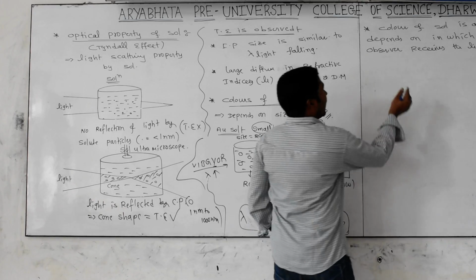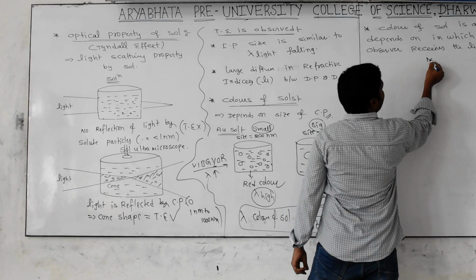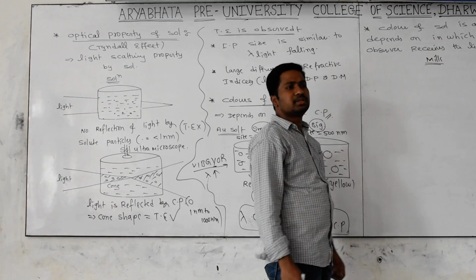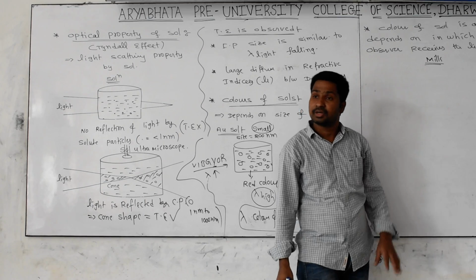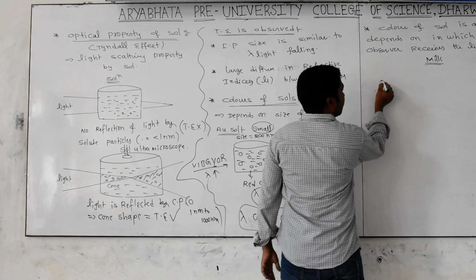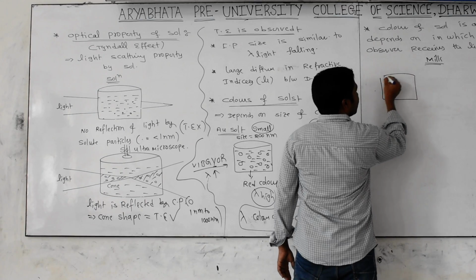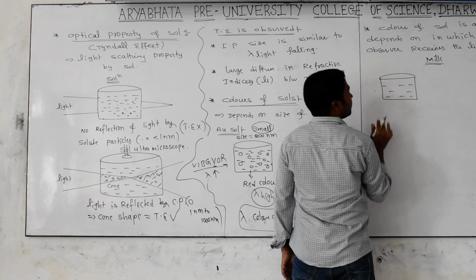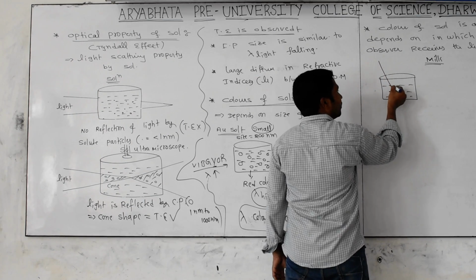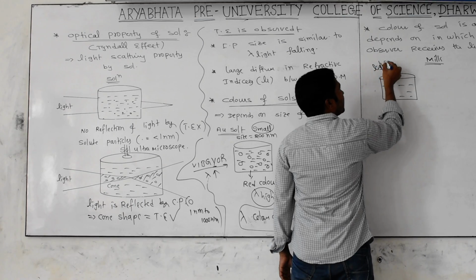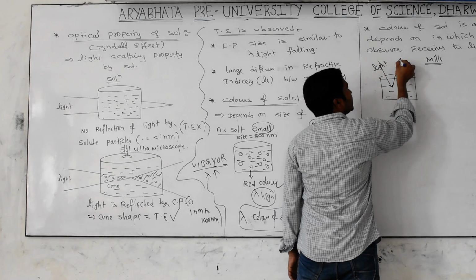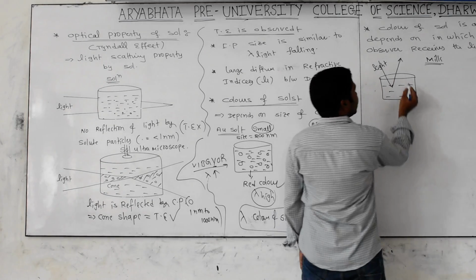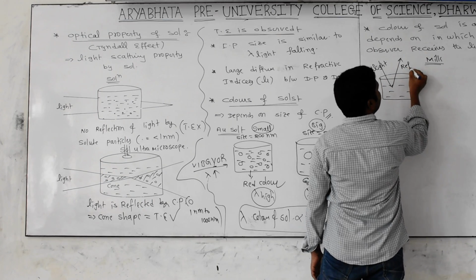Just you can see, I am taking milk. Is milk a sol or not? Yes. Liquid dispersed in liquid is nothing but one type of emulsion. Anyway, it is a sol. Now I am taking milk in a glass or transparent bowl. If a light ray falls from this side, the light ray will be bounced back like this. That is called reflection.